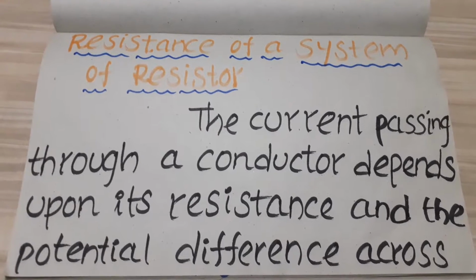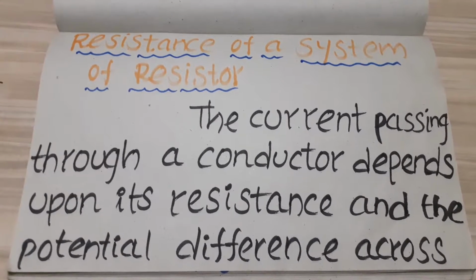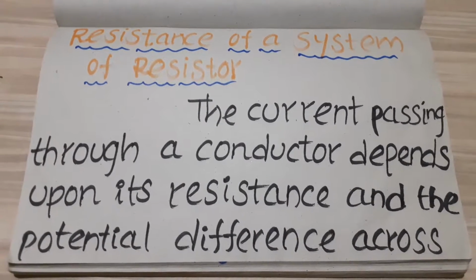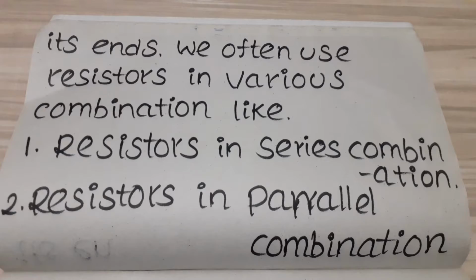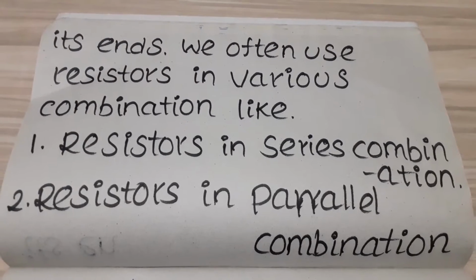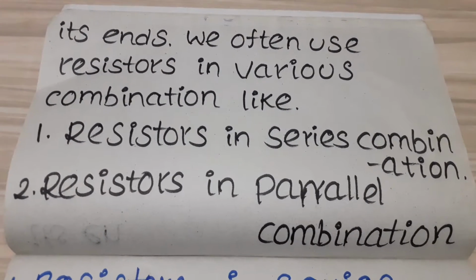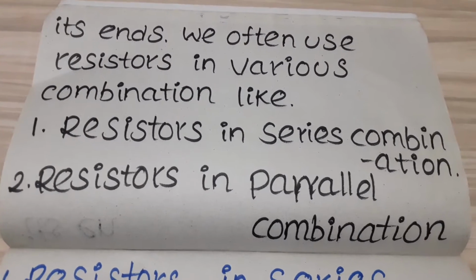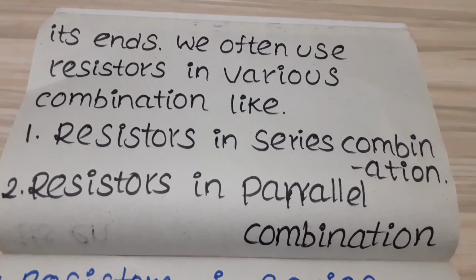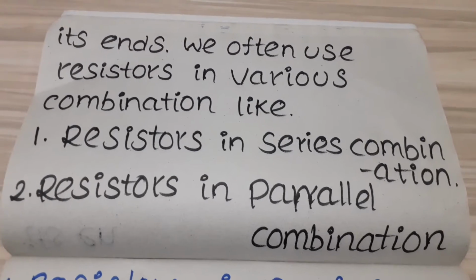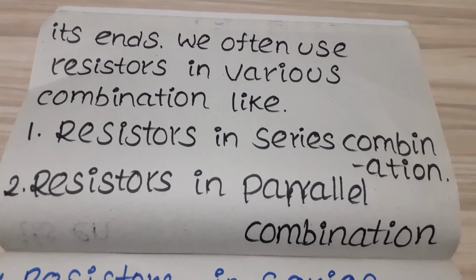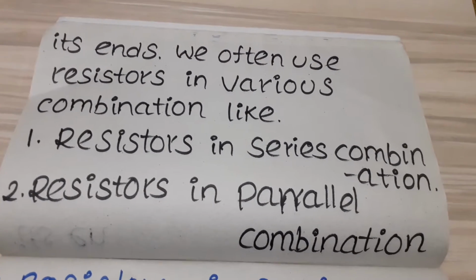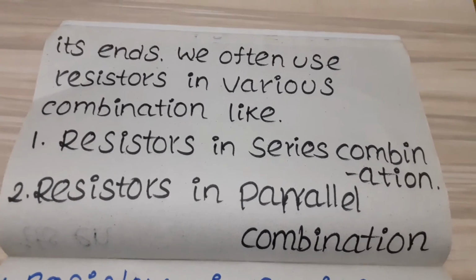The current passing through a conductor depends upon two factors: one is its resistance, and the other is the potential difference across the ends of the conductor. We often use resistances in various combinations, like resistors in series combination and resistors in parallel combination. We have to study the differences between when resistors are connected in series combination and in parallel combination. We will study this completely in this lecture.